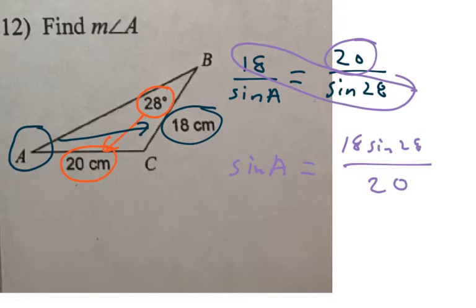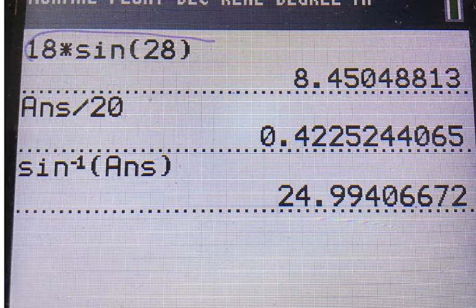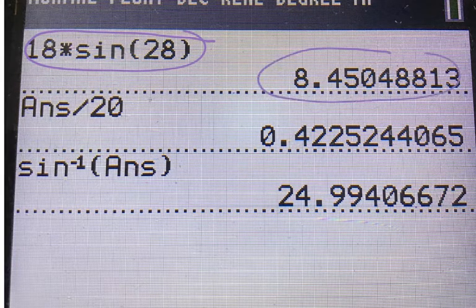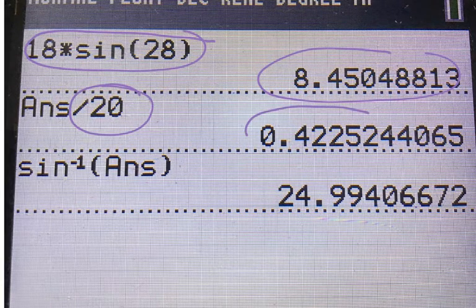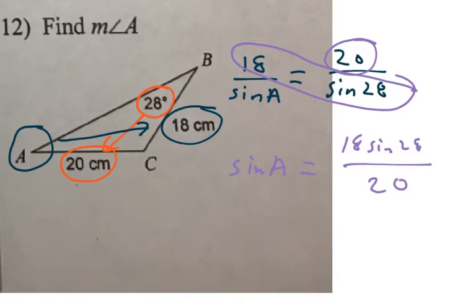And so let's do that part on the calculator. If I do 18 times the sine of 28, I get this. Leave it in your calculator. You're going to calculate with it again. I'm going to divide it by 20. This, guys, is the sine of that angle A. Again, leave it in your calculator, okay? So I know that the sine of A has to be 0.4225 something, right?